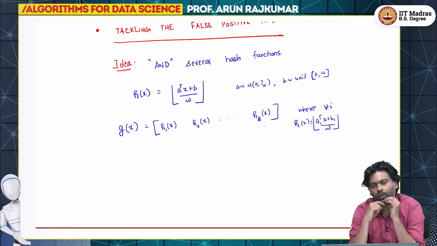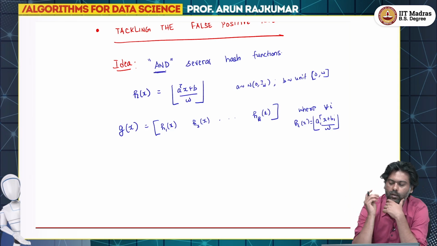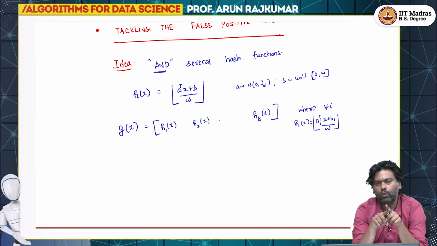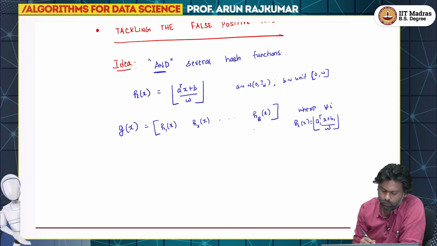Which means that a collision happens when, if I take 2 points x and y, all the k hashes match. That's why I call this the ANDing, right. So you're ANDing several hash functions. If there are two guys who are close by, or far apart, doesn't matter, right. If I take x and y, g of x and g of y should match, which means that h1 of x and h1 of y should match, h2 of x and h2 of y should match, until hk of x and hk of y, right.